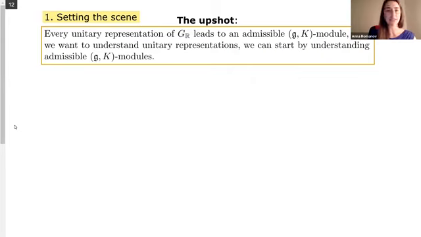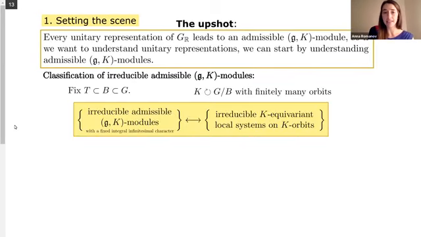Okay, so the point of those last two slides was that if we're interested in unitary representation theory of a real reductive group, this naturally leads to the study of admissible (g,K) modules. So we can start by understanding these, and they have a nice classification in terms of geometry. If we fix a Borel in our group, then we can look at the flag variety, which I'll identify with G mod B. The group K acts on the flag variety with finitely many orbits. And then the collection of irreducible admissible (g,K) modules with some fixed infinitesimal character is parameterized by the collection of irreducible K-equivariant local systems on those K orbits.